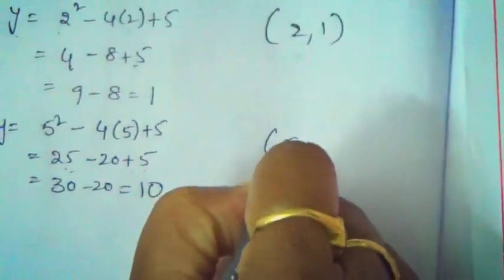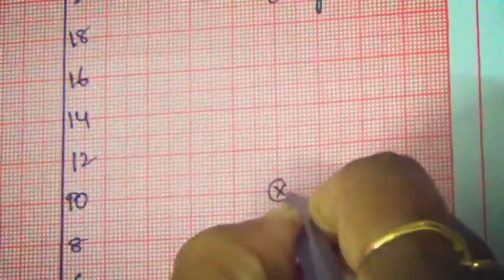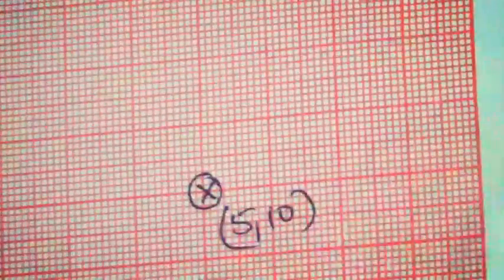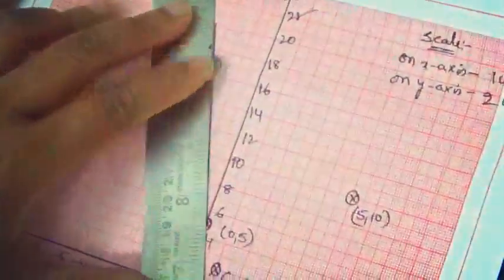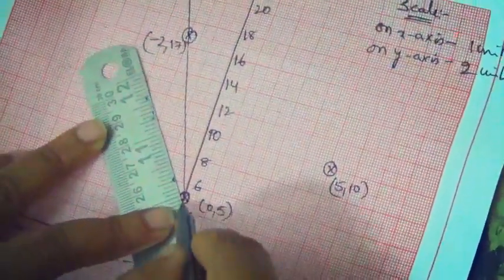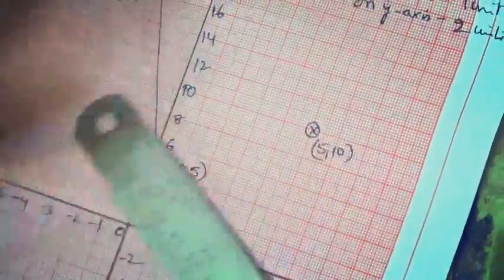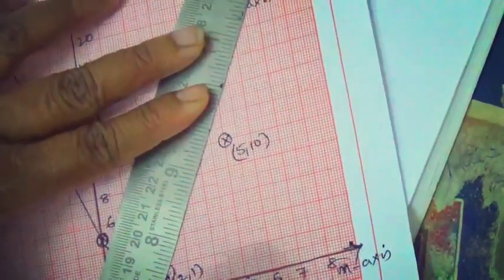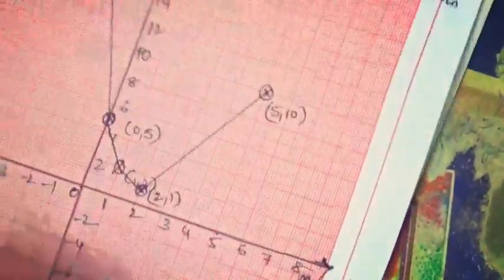So I want to substitute this 5, 10 in the graph. So 5 here on x-axis and 10 is here. Okay, so 5, 10. So I think it is enough. So we just join this. Extend these lines, no problem. Okay, just join this. So it is U shape.